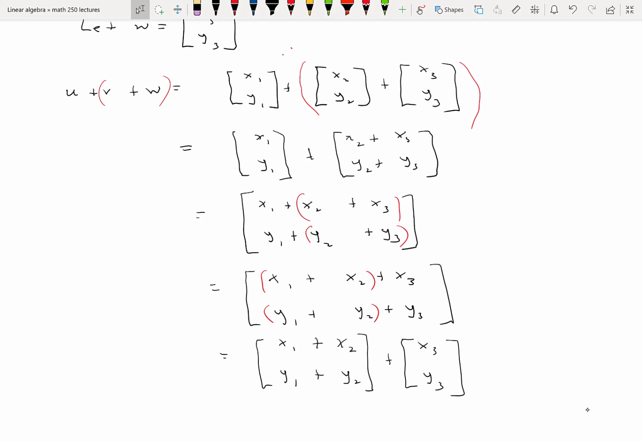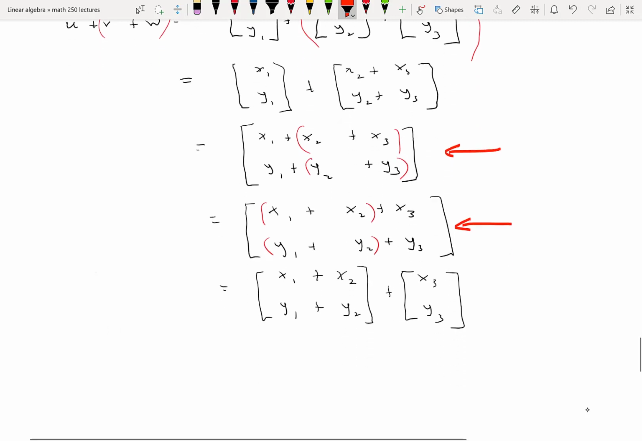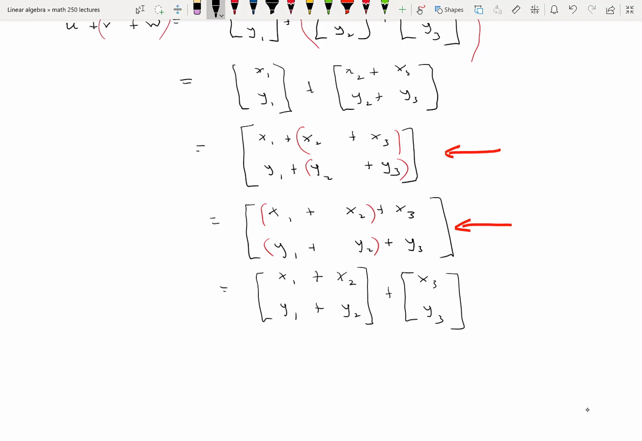Then within the matrix, we can move the parentheses from the right to the left because of properties of real numbers. All the x's and all the y's are real numbers. Then we tear apart that result into the sum of the two matrices whose column vectors have entries x1 plus x2 and y1 plus y2, with the other column vector x3, y3. And keep in mind, we're heading toward (u plus v) plus w.